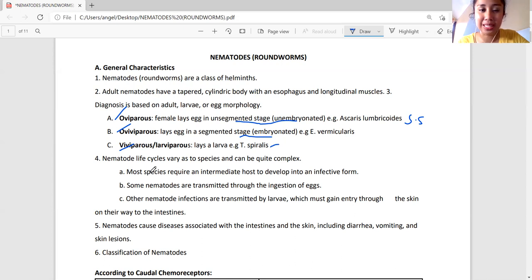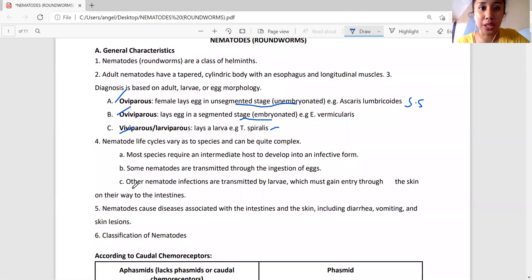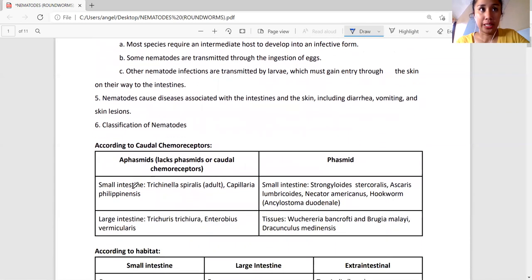Yung ibang nematodes example is Capillaria. Ang intermediate host niya is fish, freshwater fish. Okay, yung mga Toxocara canis, hindi natin discuss dito, pero they need the dog. So, yan. Some nematodes are transmitted through ingestion of eggs. So, fecal-oral. Other nematode infections are transmitted by larvae, which must gain entry through the skin. So, ano yan? Hookworm and Strongyloides. Okay, so alam niyo na dapat to.